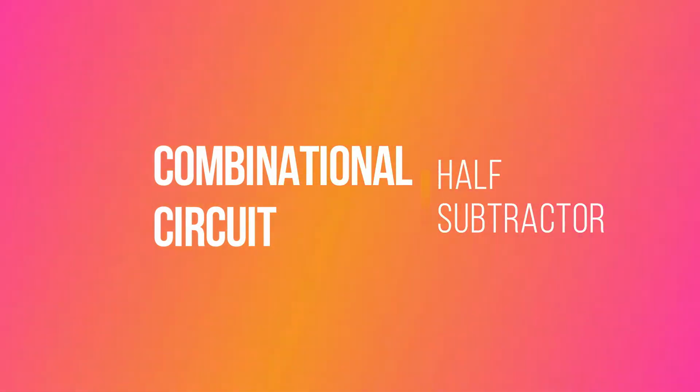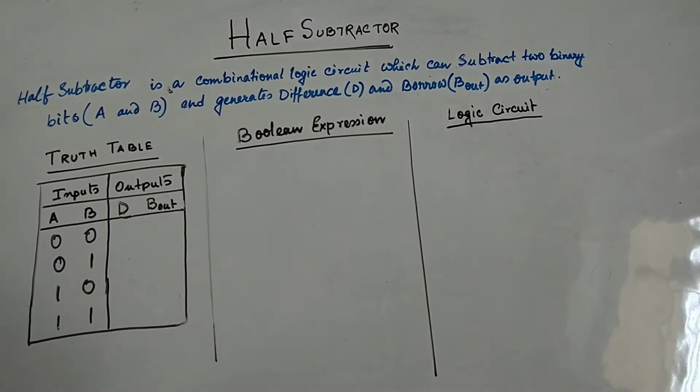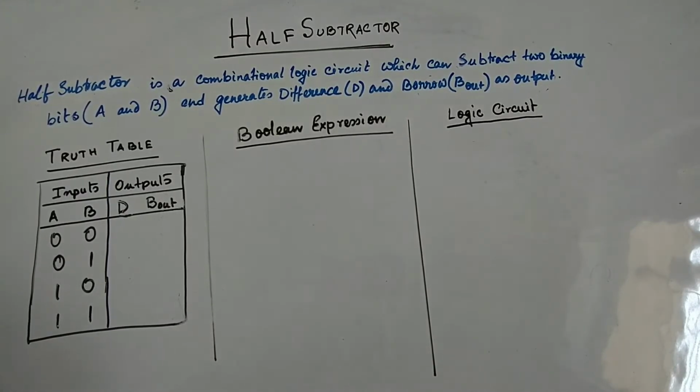In this video, we are going to learn about half subtractor, which is a combinational logic circuit used to subtract two binary digits. So let's start the video. Half subtractor is a combinational logic circuit which can subtract two binary bits and generates difference and borrow as output.